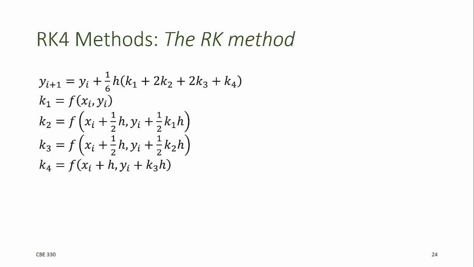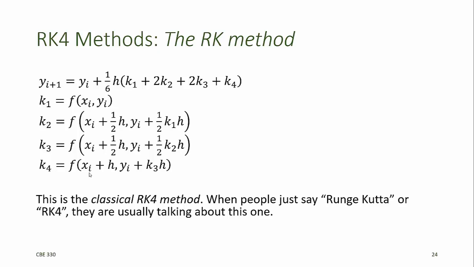This is called the RK4 method. It combines a function evaluation at xi, a function evaluation at xi plus 1/2 h, another function evaluation at xi plus 1/2 h using a different estimate for the y coordinate. The first one is derived using K1, and the second one is derived using K2, and then a function evaluation at xi plus h. This is the classical RK4 method, and when people say Runge-Kutta or RK4, they're usually talking about this particular Runge-Kutta method. The global truncation error for this RK4 method is of order h to the 4th.